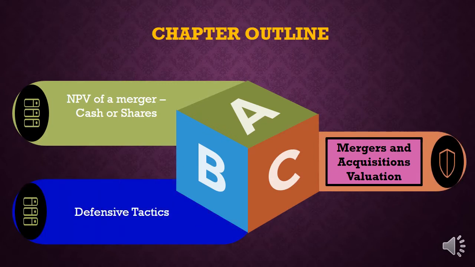Chapter outline. There are three topics that we'll cover in this chapter. The first is NPV, which is net present value of a merger, either cash or share basis. The second topic is defensive tactics. And the last topic is mergers and acquisition valuation. In this video, I will explain all of the calculation under topic 3, which is mergers and acquisition valuation.